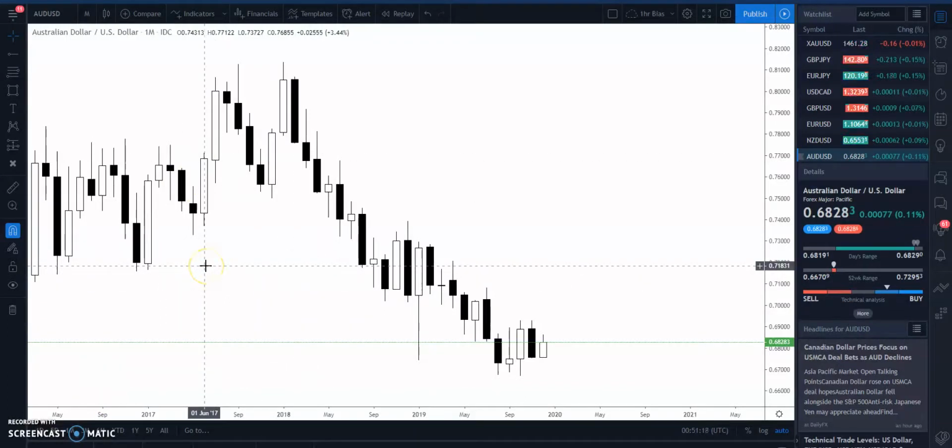Alright then, so just going to do a quick breakdown of this pair, Aussie. Starting from monthly, working down to the 4 hour, just top down analysis. So let's go.